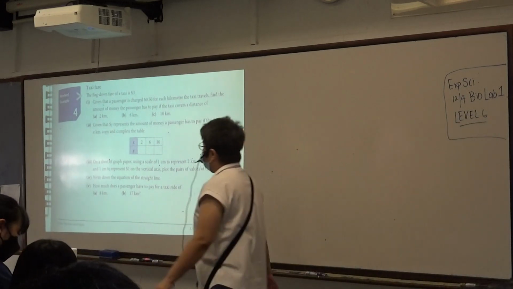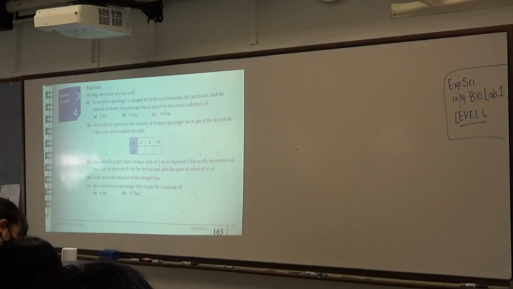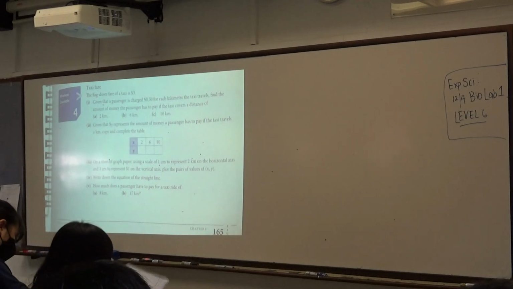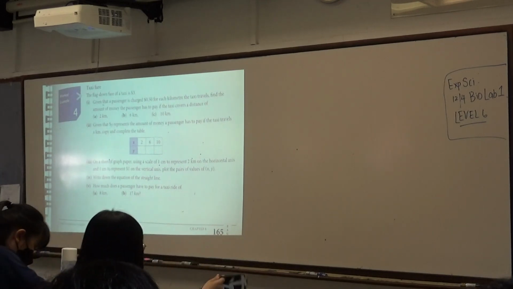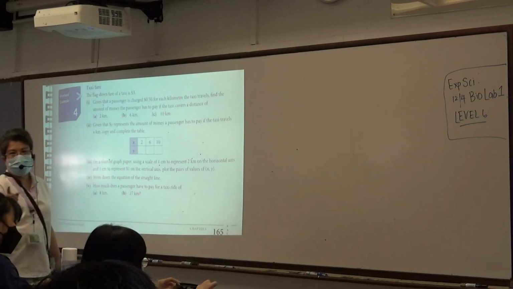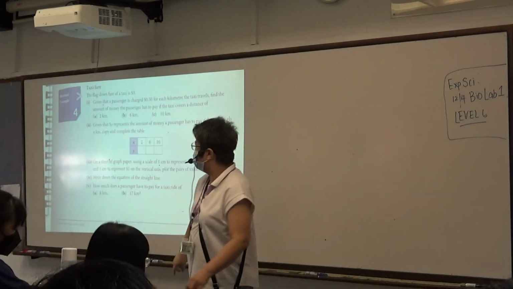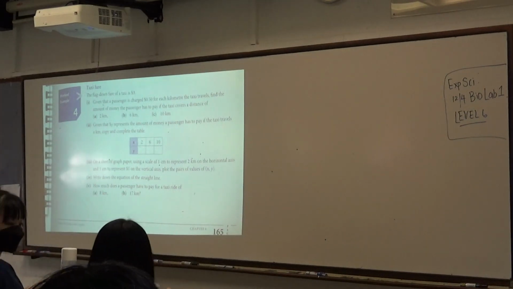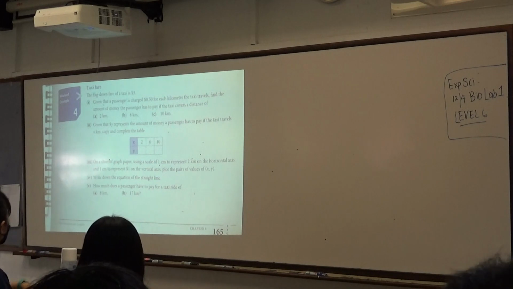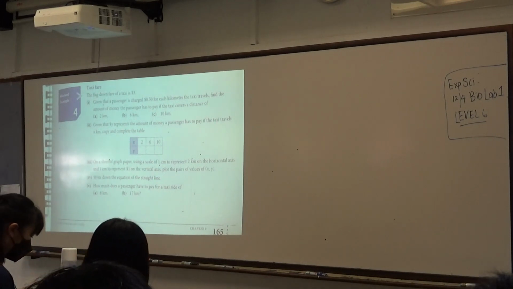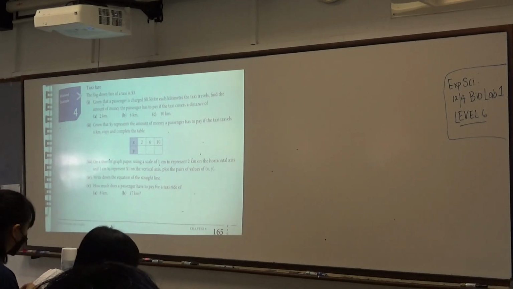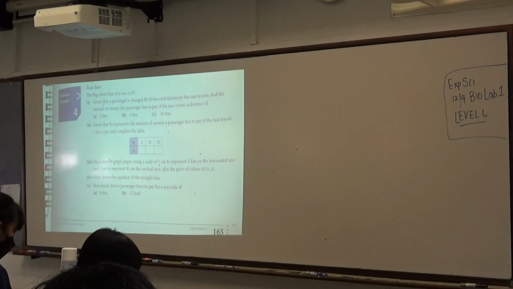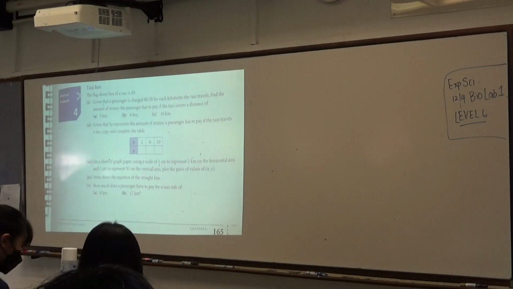It's called taxi fare. It's in your textbook, page 165. I want your textbook now to be open to page 165. Now the question says, the flat down fare of a taxi is $3. Given that a passenger is charged 50 cents for each kilometer the taxi travels, find the amount of money the passenger has to pay if the taxi covers a distance of 2 kilometers, 6 kilometers, and 10 kilometers.